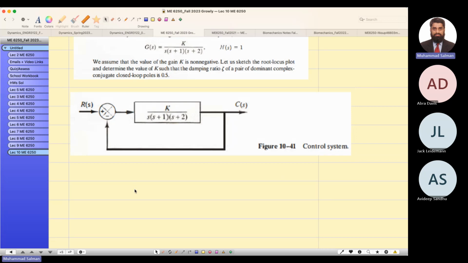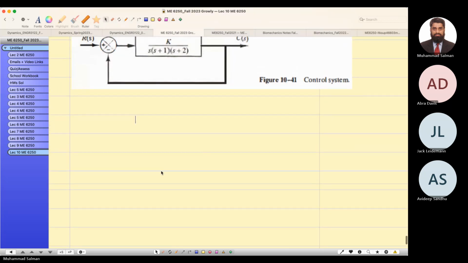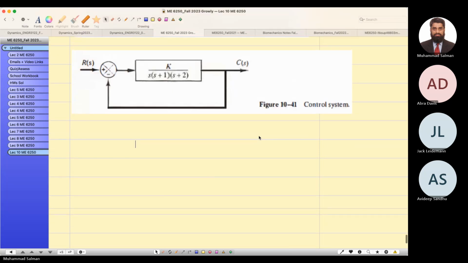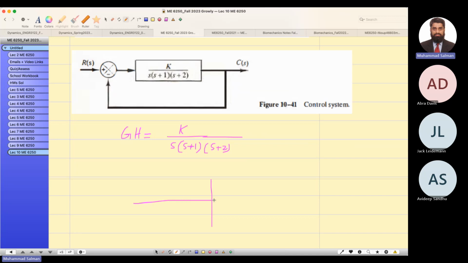So how would you find out the root locus? What is GH in this case? K over. Now, let me tell you that the denominator, sorry, this is the open loop transfer function. So I want to start from the open loop transfer function.